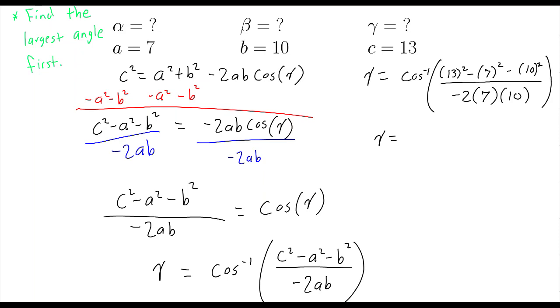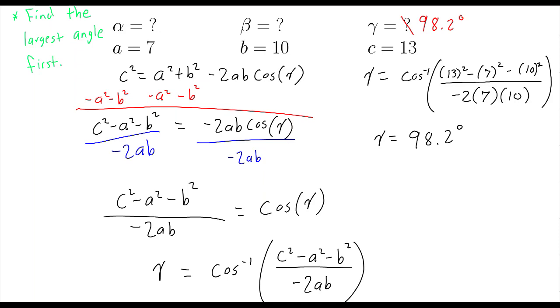And so in my calculator, I will type this in. Inverse cosine, 13 squared minus 7 squared minus 10 squared over negative 2 times 7 times 10. Close my parentheses, and I find 98.2 degrees. So gamma is the largest angle, and it's 98.2 degrees. Okay, great. Now we can go on and try to find another angle. That's what's going to bring up my second general step.